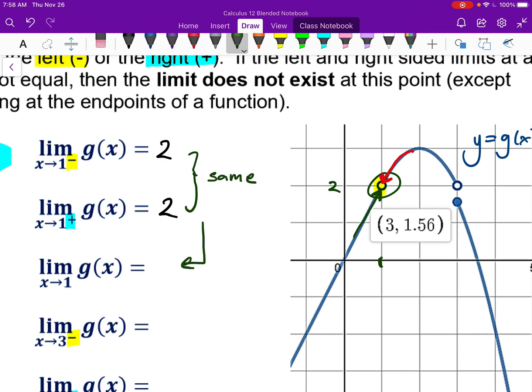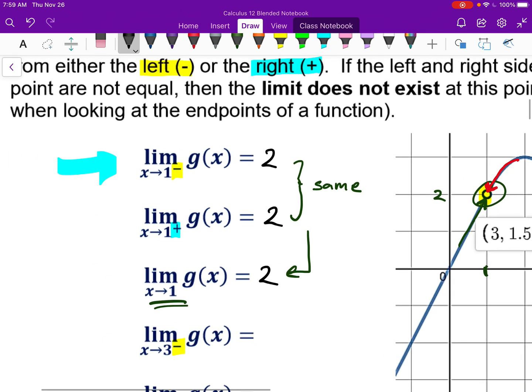then if we just say, what's the limit as we approach 1? Notice there's no plus or minus here. That means we call this a two-sided limit. And that's what we saw just above. If we have the same value from the left or the right, then it's just that value, 2. So the limit as we approach 1 from the left, the limit as we approach 1 from the right, and the limit as we approach 1 are all the same thing. And so before I look at another example, these are called one-sided limits. This is called the two-sided limit.